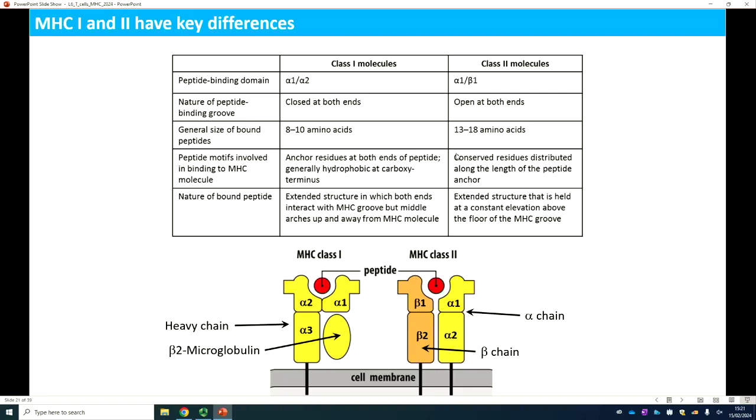When it comes to MHC class 1, the peptide in the groove is anchored at both ends, and it arcs out, so it pops out a little bit. But within MHC class 2, it's held at a relatively similar height. So that's really the structural differences between the two.